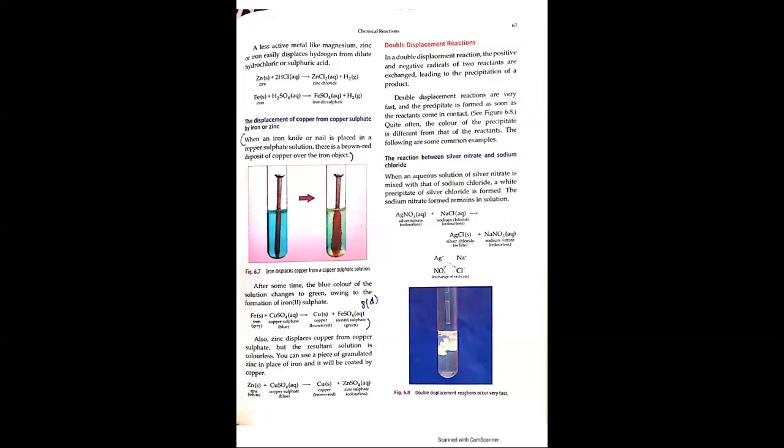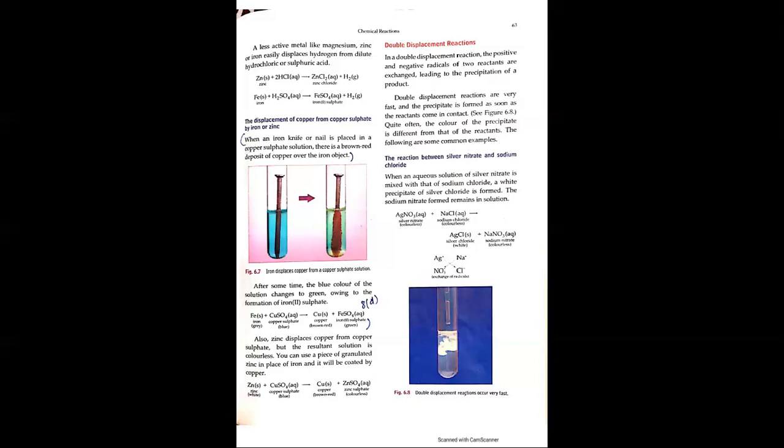Also, zinc is above copper in the reactivity series, but the reaction is colorless. So you can see that zinc, when it reacts with copper sulfate, again can displace copper from copper sulfate and take its place. So copper is formed and then ZnSO4 is formed.